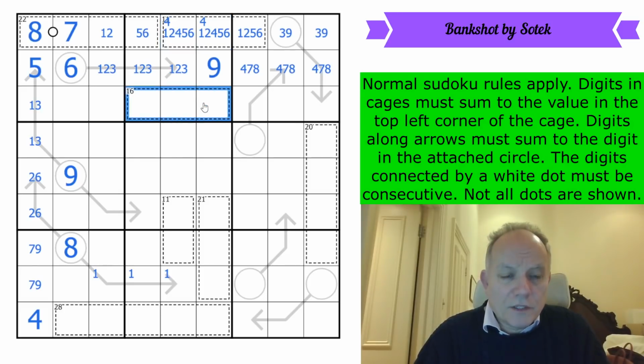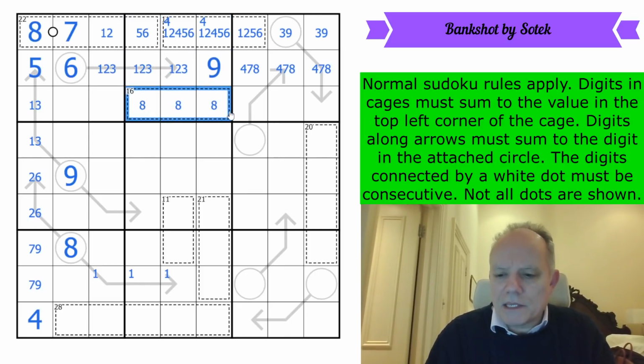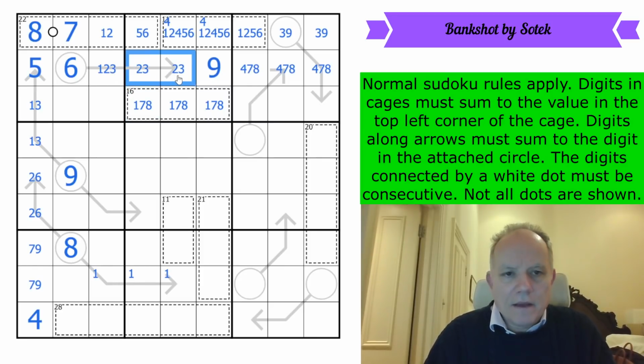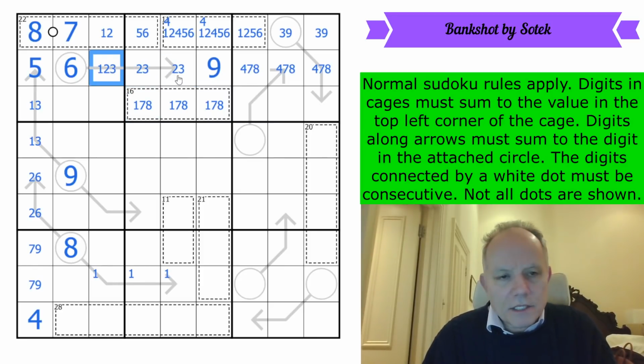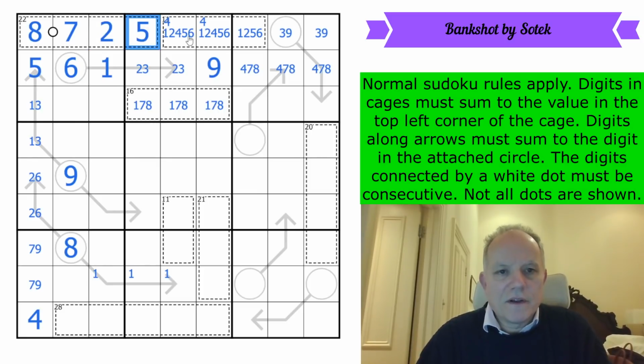These 3 add up to 16, and they've got to include 8 and 7 because they don't appear in any of these candidates. So this must be 8 plus 7 plus 1. So now we know there's no 1 there. Well, there's me here. So there's a 1 there. That gives us a 2. That gives us a 5. This doesn't have 2 and 5 in anymore.